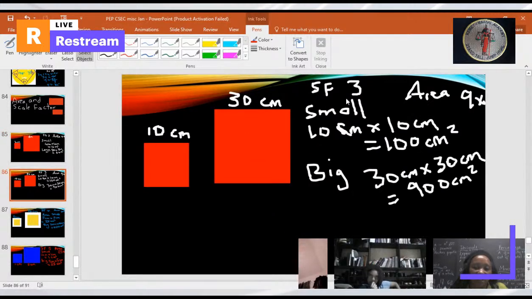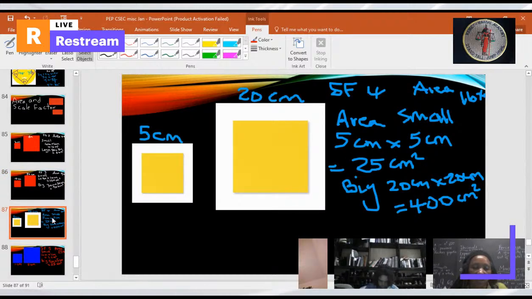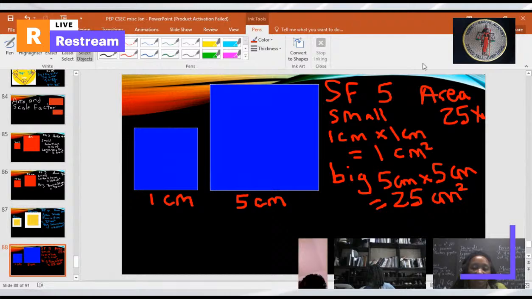In this one, the scale factor is 3, and the area of the big one is 9 times the area of the small one. Scale factor is 4. The area of the big one is 16 times the area of the small one. And here the scale factor is 5. The area of the big one is 25 times the area of the small one. Is there a pattern, and what is the pattern if there is one?